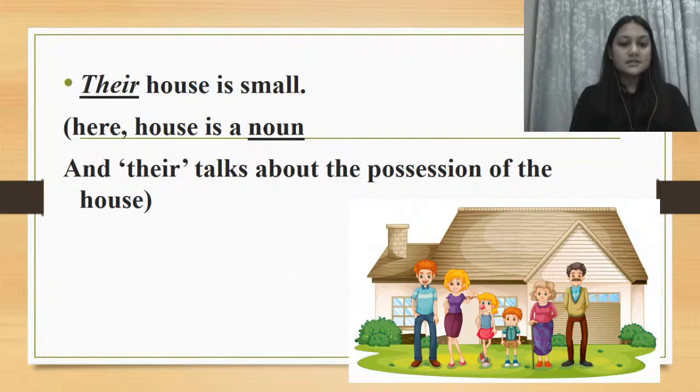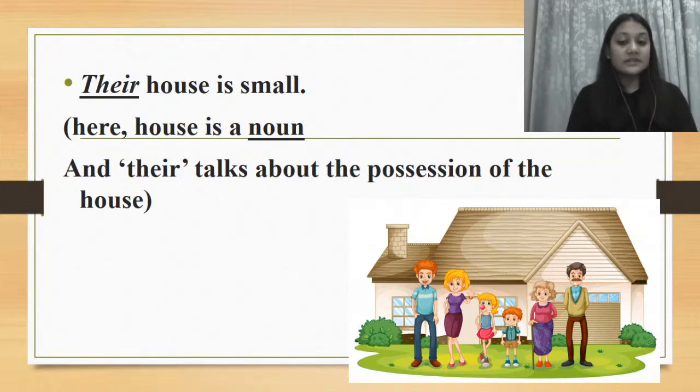Next, their house is small. Here, what is the noun in the first place? Is it "their"? No. It is house. Yes. So here, house is a noun and "their" talks about the possession of the house. And who owns this house? Right? Who owns this house? It is they. So that means their house is small. Are we clear?